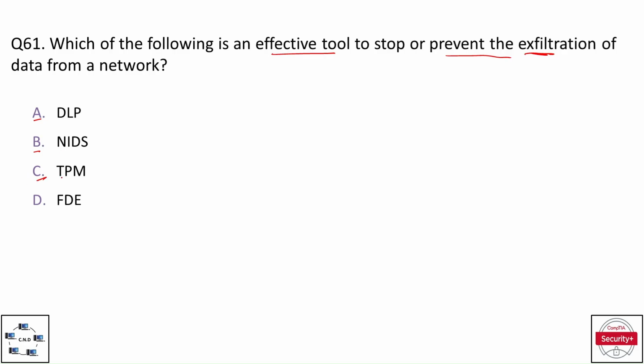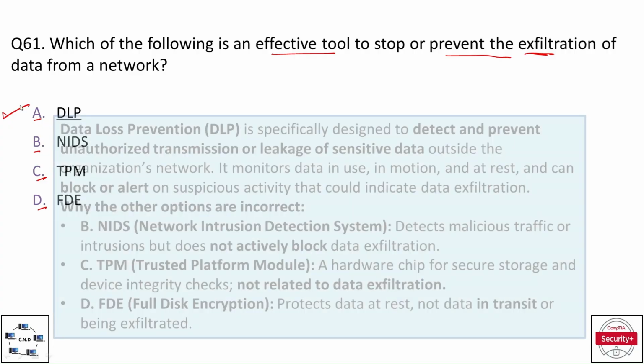Option C, TPM. And option D, FDE. And the correct option is option A, DLP. So what is a DLP?